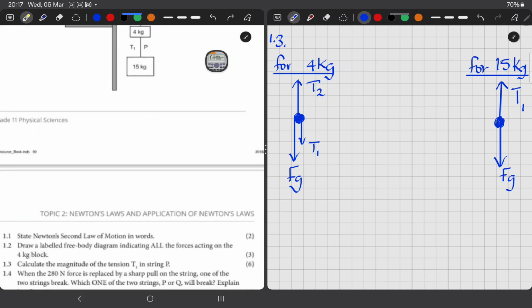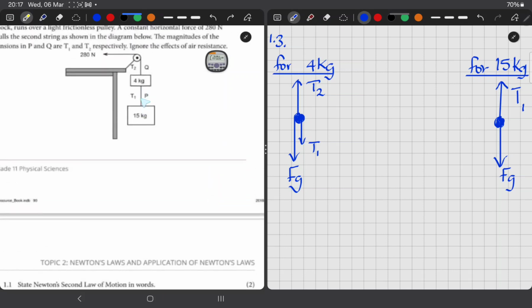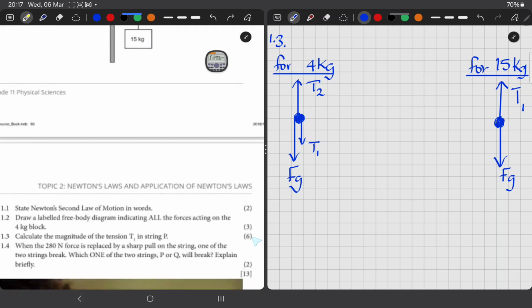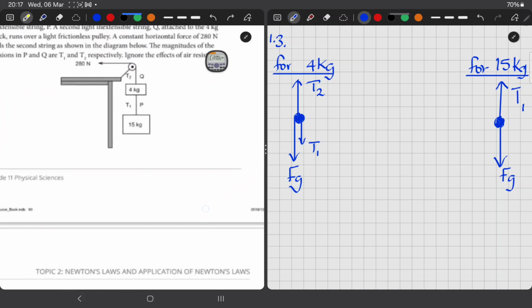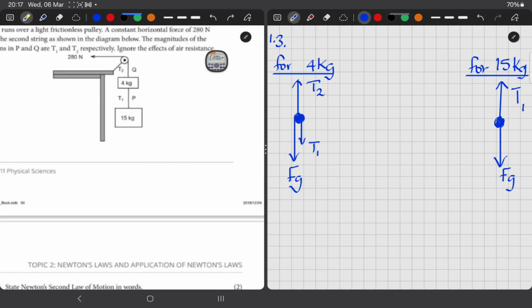Now for 1.3, calculating the magnitude of tension 1 in string P, which is this string here. That means I'll have to use a simultaneous equation in this one, and you can see by the mark allocation there. Now, the first thing that you are advised to do is to draw a free body diagram for both objects. In that way, it will assist you.